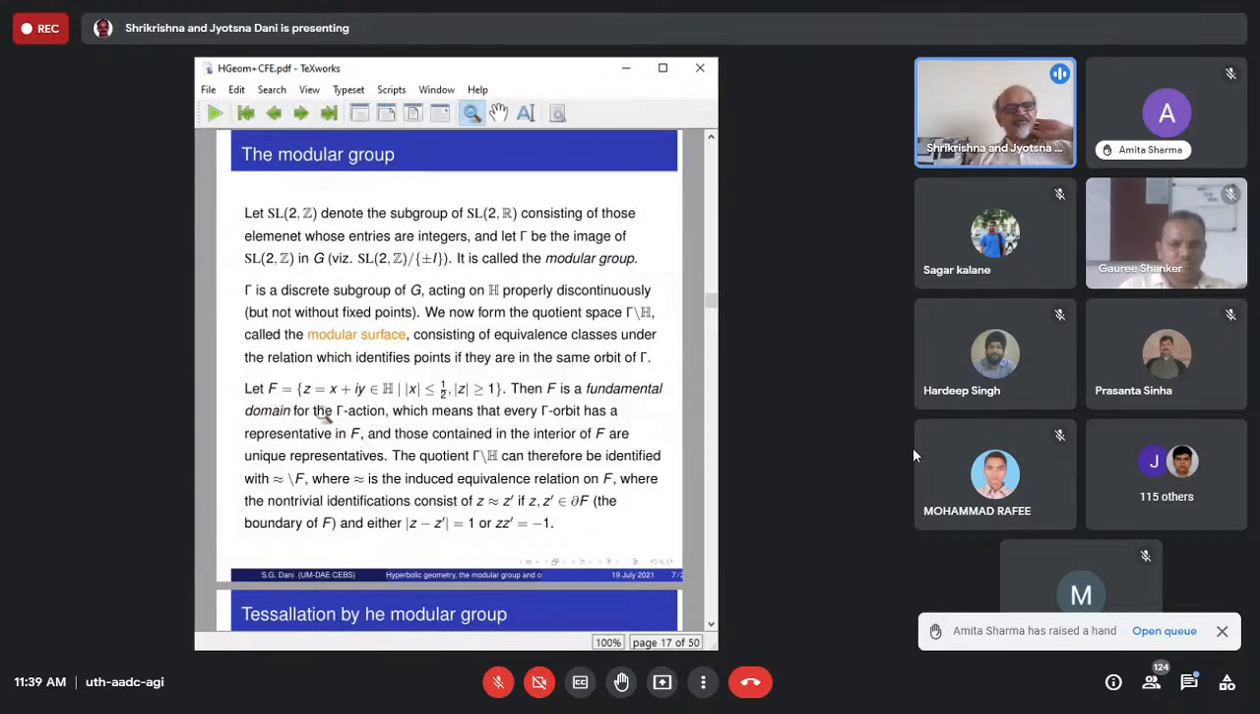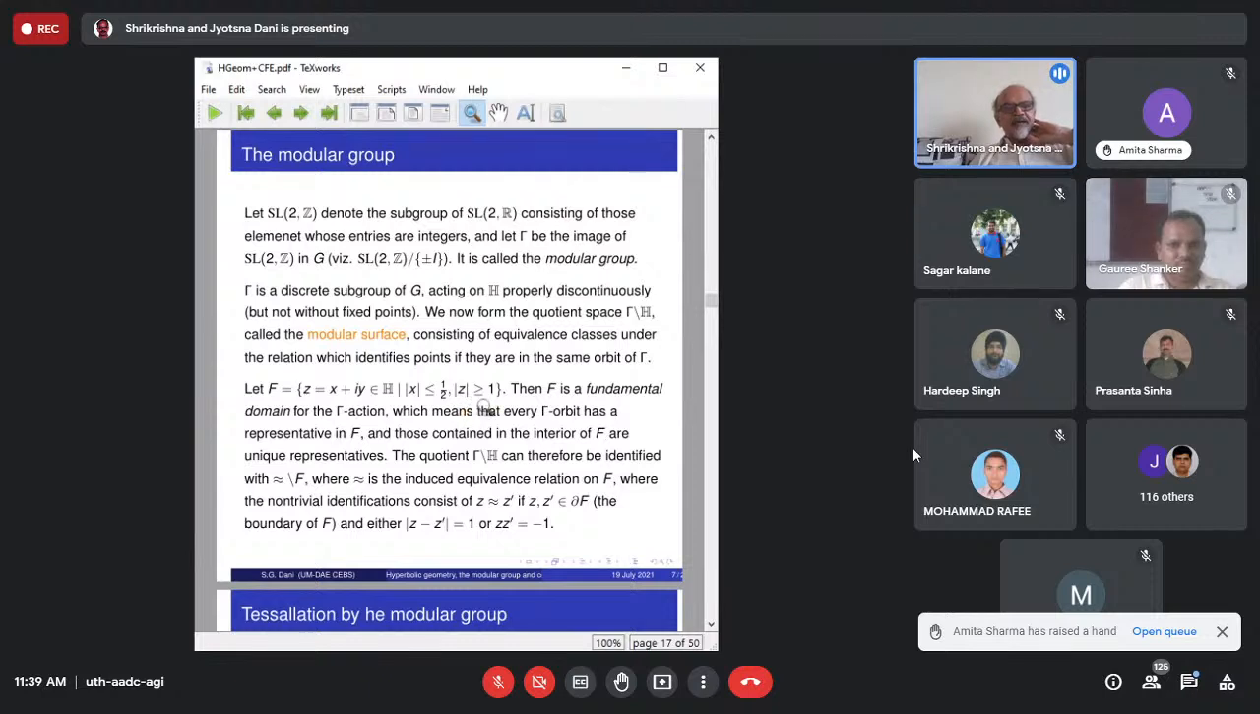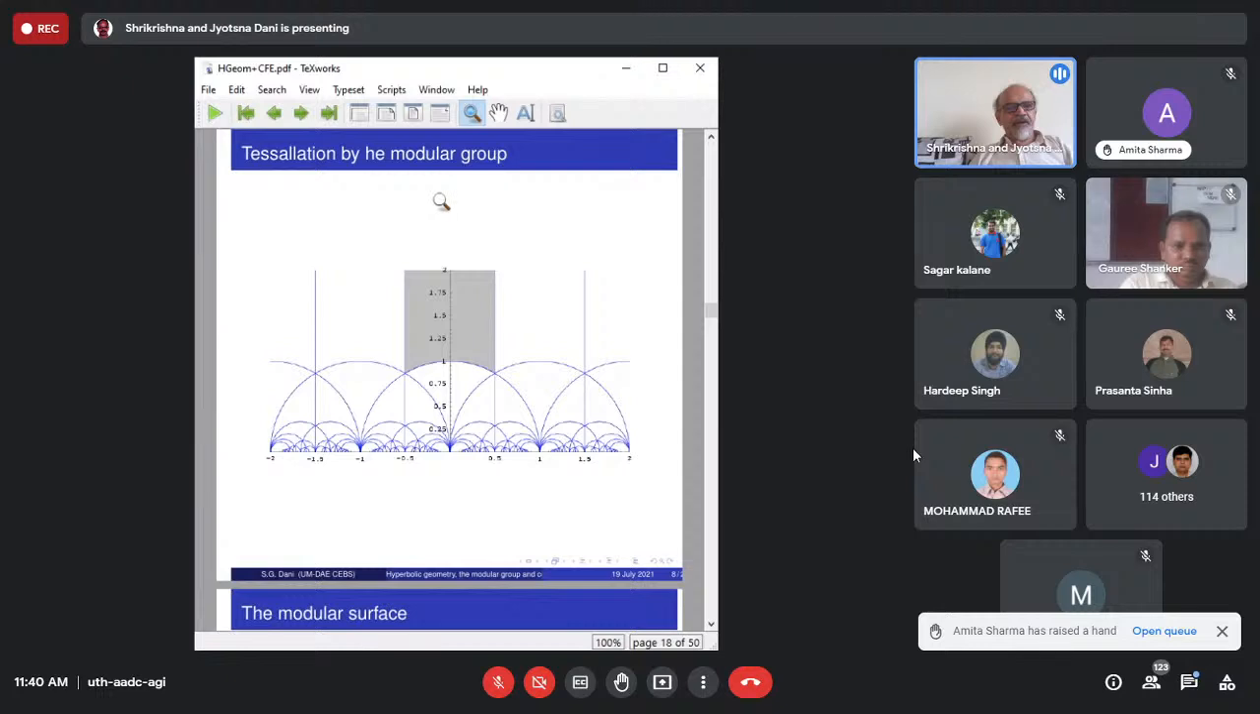Let us look at this particular subset. F equal to x plus iy, where the absolute value of x is less than or equal to half, and the absolute value of z is greater than or equal to 1. This is a fundamental domain for the action of gamma. What does it mean? It means that every orbit has at least one representative in F, and those points which are in the interior of this set as a subset of the plane have unique representatives. So let me now go to my next picture. My subset F, you can see, is drawn here in gray.